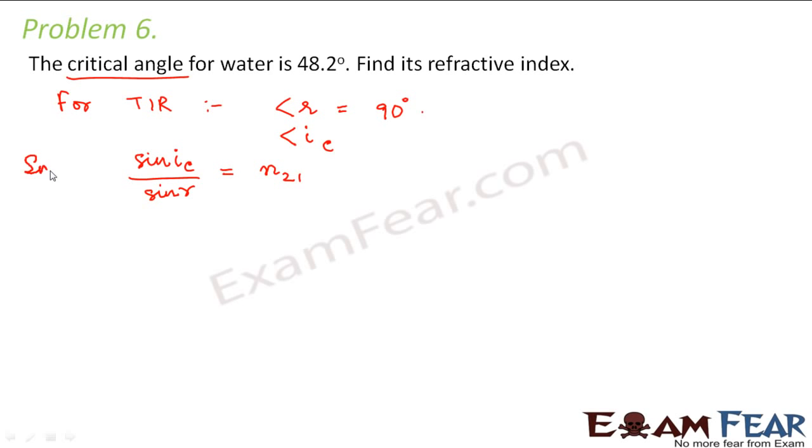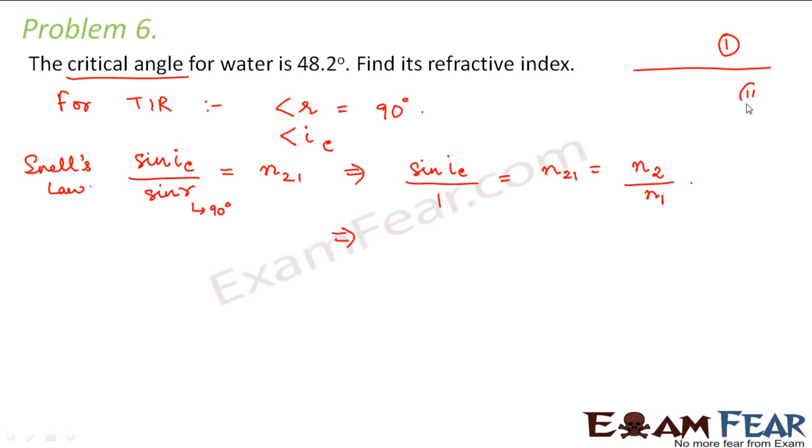This is what we know from Snell's law, right? But this R is nothing but 90 degree. When this I is IC, this R is 90 degree. So we can say sine IC divided by sine 90 is equal to 1. This is equal to n21, that is refractive index of medium 2 with respect to refractive index of medium 1. Now what is medium 2 and what is medium 1? Medium 1 and medium 2. Light travels from medium 1 to medium 2.